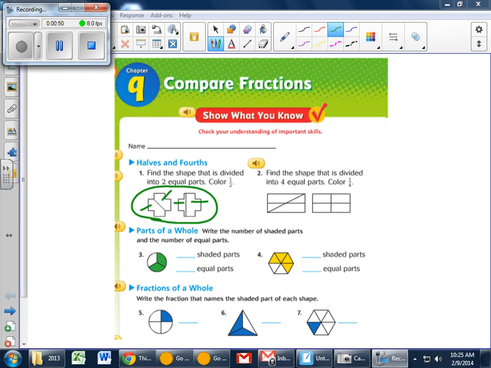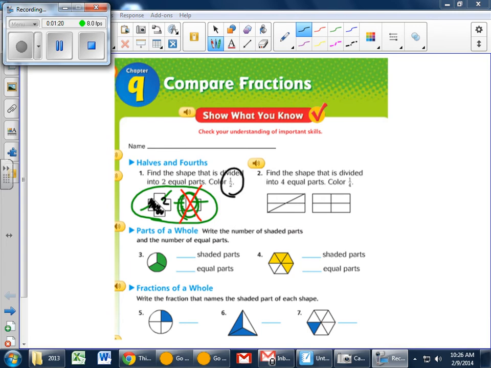And just by looking, you know automatically that this one right here is not equal on both sides. So we know that it can't be a fraction of 1/2 because it's not divided in equal pieces. Remember, to be a fraction, you have to have equal pieces. So looking at the shape of the other one, it wants you to color 1/2. So you're going to count how many pieces you have. You have 2. And it wants you to color 1 out of the 2. So you should color in 1 out of the 2.